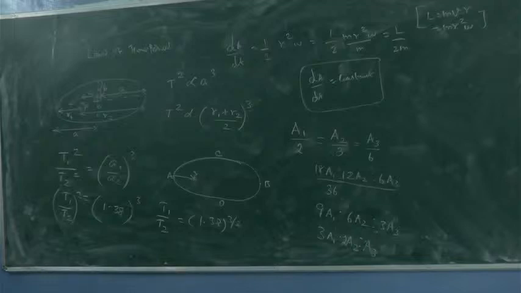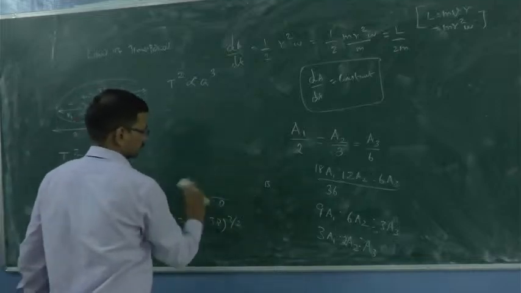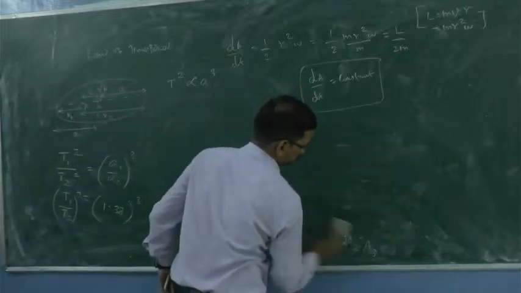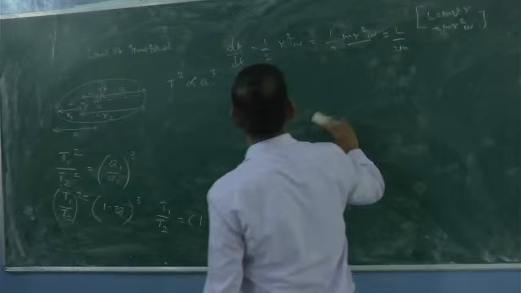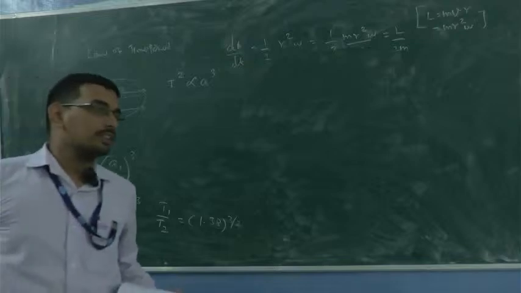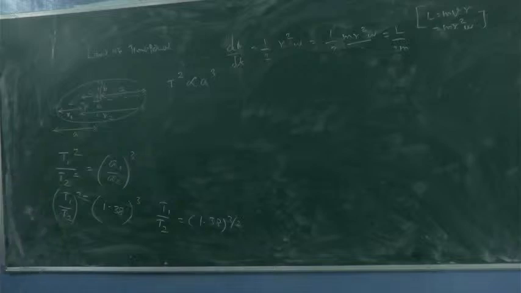Problem number 3. Kindly check the option, back side. Problem number 3. The radius of the orbit of a planet is 2 times that of Earth, then the time period of the planet.